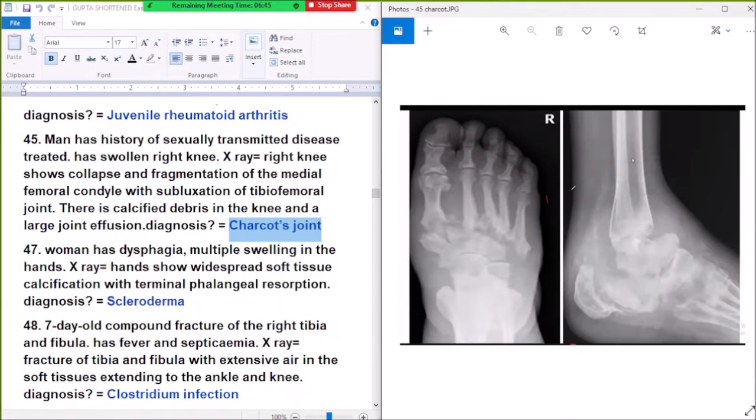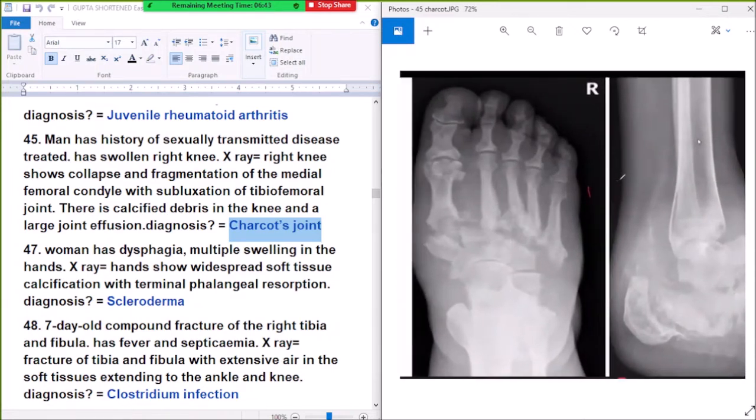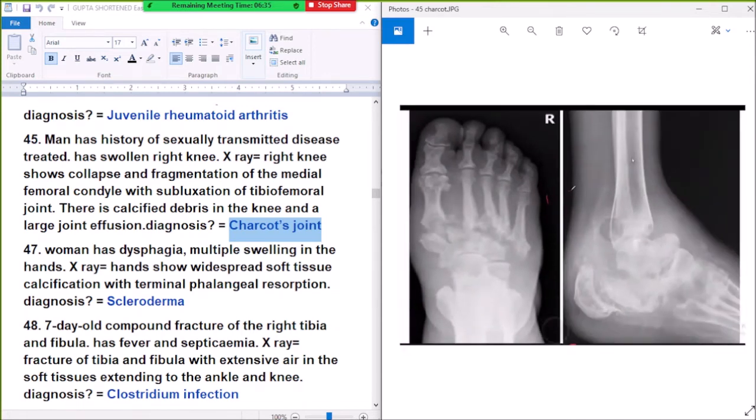X-ray shows the right knee with collapse and fragmentation of the medial femoral condyle with subluxation of the tibiofemoral joint. There is calcified debris in the knee and a large joint appearance. Diagnosis: Charcot's joint.